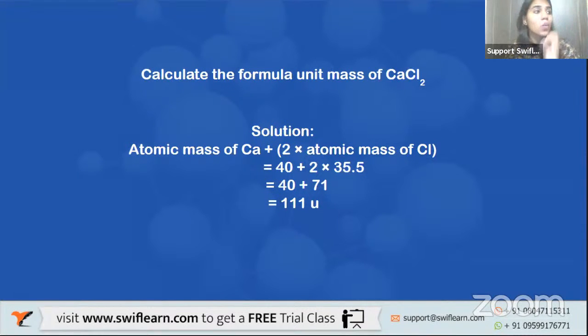Now I'm giving you one more question to do. Calculate the formula unit mass of CaCl2. Now it has what? It has calcium and it has 2 atoms of chlorine. The atomic mass of calcium is 40 and the atomic mass of chlorine is 35.5. Now there are 2 atoms of chlorine, so you take 2 into 35.5. So the total would be 40 plus 71, which is nothing but 111 u. Clear? Is it clear?